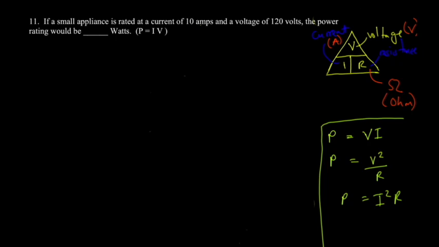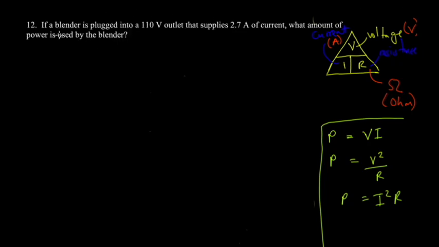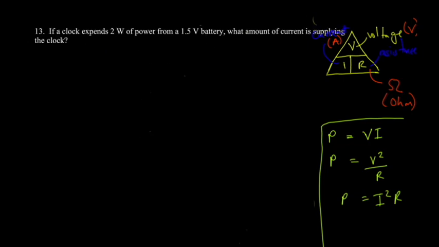Okay, let's quickly move to this. So if a blender is plugged into this outlet, it supplies this much current, what amount of power is used? So again, P is equal to VI. So you just multiply this. So this was pretty easy. I won't get to it. I think we'll just be repeating stuff.